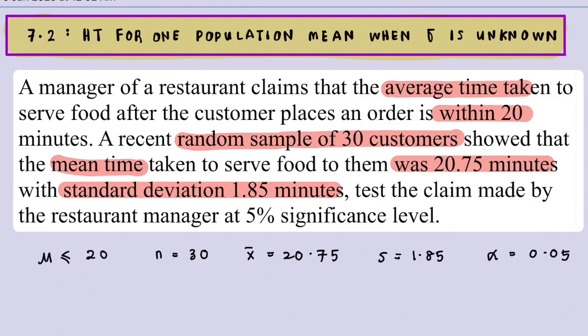This is where you differentiate the first subtopic and the second subtopic. Before this, sigma known, the question gives the value of standard deviation from the whole population. But for this question, standard deviation here is from the random sample of 30. So this one will be your S. And then the last one is your significance level, which is 5%. So this is your alpha value 0.05.